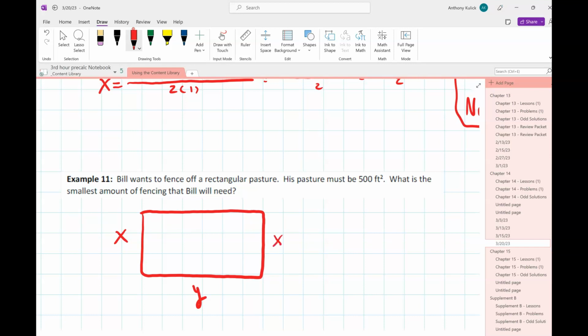We'll use X for the width and Y for the length. Okay. What's the area of a rectangle got to be? Okay. So the area for that rectangle needs to be 500 feet. How do I calculate the area? Length times width, or in this case, X times Y. Right? When it asks for the smallest amount of fencing that Bill will need, what is that describing? The perimeter. Very good.